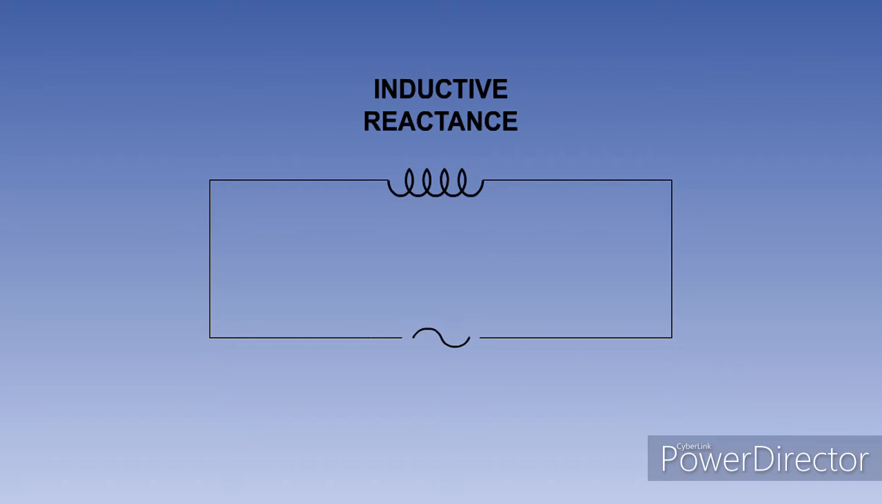The opposition to current flow in a circuit containing inductance is called inductive reactance. It is called reactance rather than resistance because it varies with the frequency of the supply, as well as the value of the inductance. Inductive reactance is measured in ohms and is given the symbol XL. To determine inductive reactance, the formula XL equals 2 pi F L is used, where pi is a constant, F is the frequency, and L is the inductance in henries.